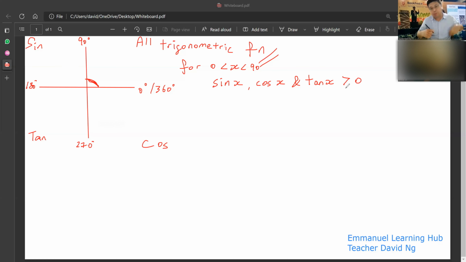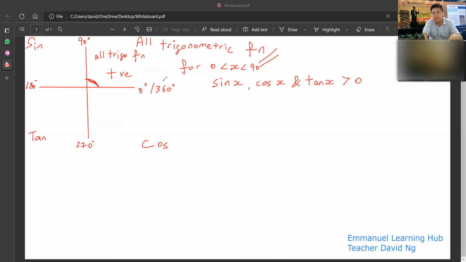Okay, this is what I mean. "All" means all trigo functions are positive. Positive sign, then plus stands for positive. So if the angle ranges from 0 to 90, for example 50 degrees, 60 degrees, 45 degrees, because these are angles between 0 and 90 degrees. If you press any angle, 1 degree, 2 degrees, and so on, all the way to 90 degrees, they are all positive.